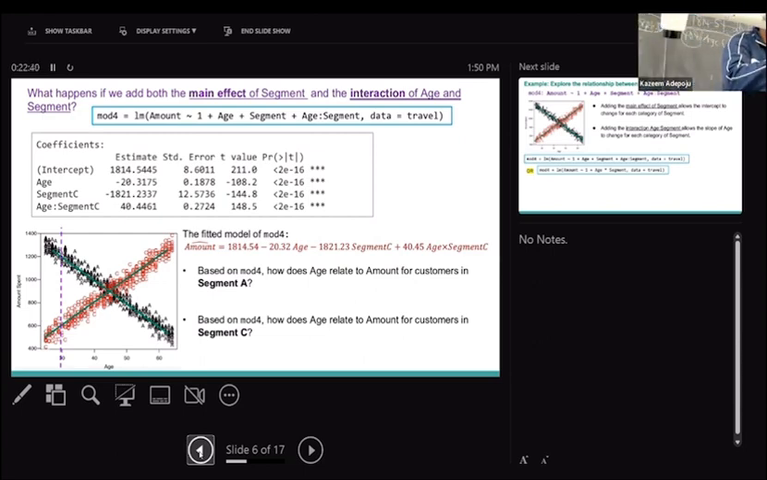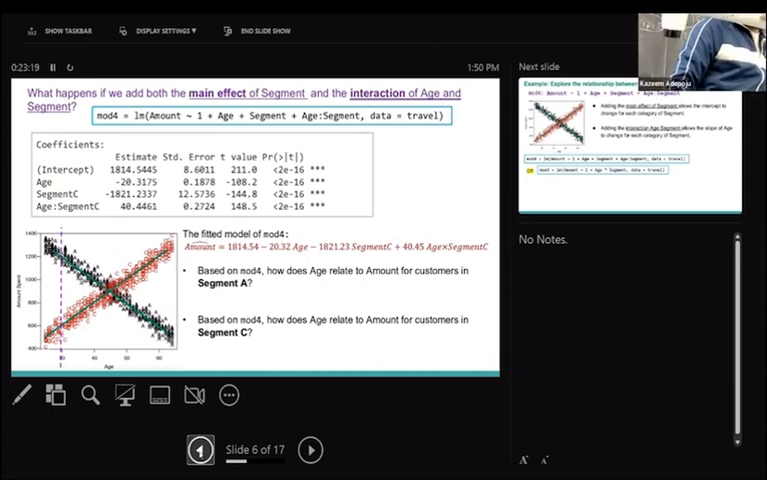The interaction is always saying that if I want to look at the effect of this predictor on the response, that relationship depends on another predictor. This time, it depends on a class, which means age as a factor is not consistent. The performance of age as a factor on the amount spent is not consistent because it differs depending on the level of the segment provided.